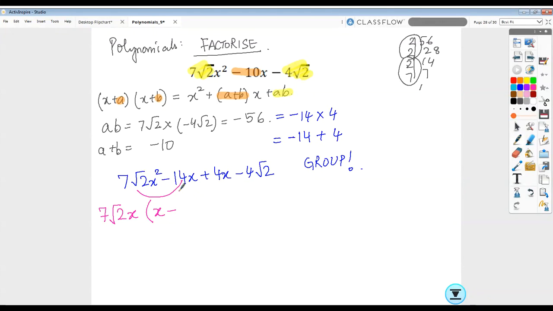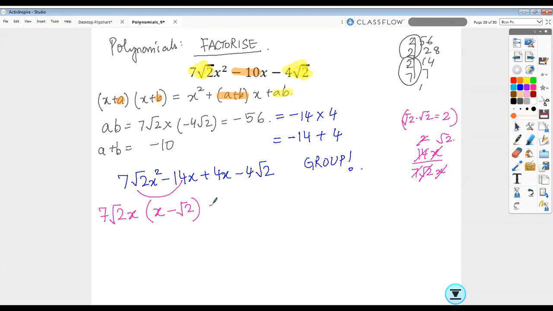Now let's see if you have taken out 7 root 2x common out of 14x, what are you left with here? Let's try and work out. 14x divided by 7 root 2x. 7 twos are 14, and when you divide root 2 and 2, you will get a root 2 here. Just note, root 2 into root 2 is 2. Okay, so what are you left with here? You're left with a root 2 here.